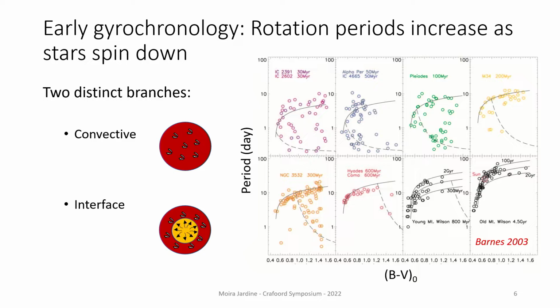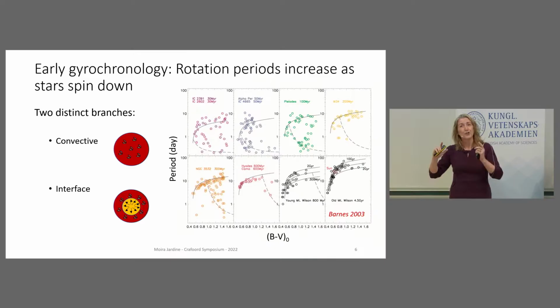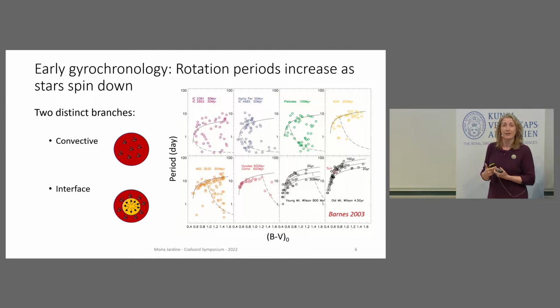Now, this paper is actually a theoretical paper, and it presented the idea that stars exist on these two sequences, this line here and this line here, and that those sequences represent two different types of internal structure. You have the convective sequence, this lower one, where stars are fully convective in their interiors. The other branch is called the interface branch, where stars have formed a radiative core, and there's an interface between the radiative core and the outer convective zone. And the idea of this paper was that as the internal structure of the star changes, you might expect the rotation rates to change, because the magnetic field which is causing the loss of angular momentum is generated by a dynamo, which is seated in the interior of the star.